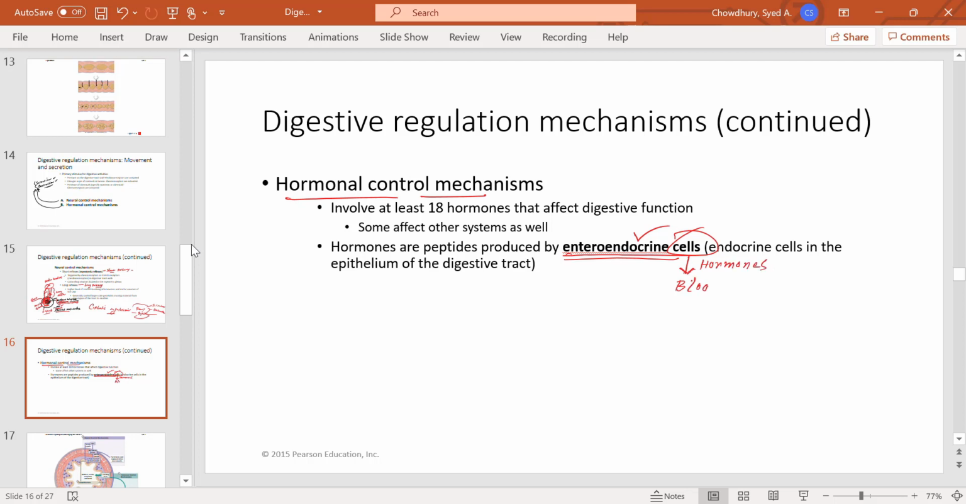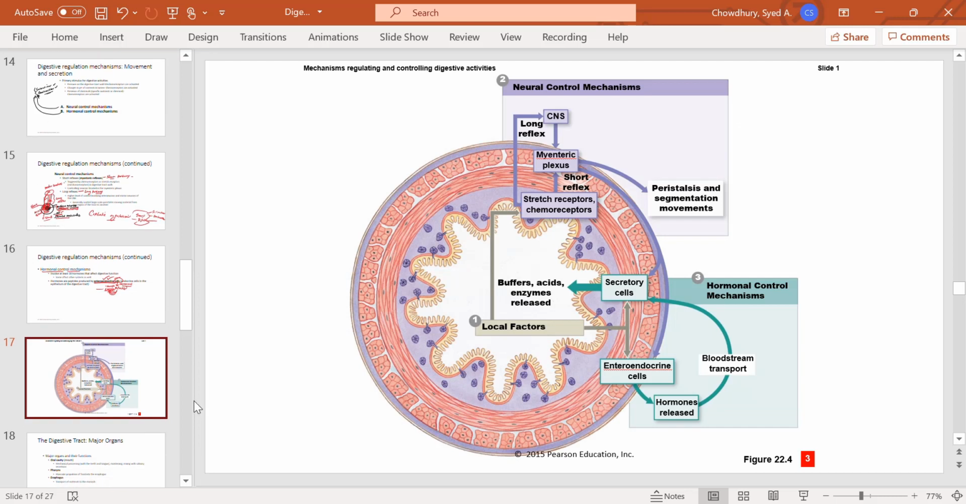Hormones are secreted into the blood, and then the blood will take the hormone to the glands or muscles. Okay, exocrine glands, not the endocrine, exocrine glands, and to the muscles. So you see, endocrine cells in the wall of the stomach will secrete hormones into the blood, in the blood vessels of your GI tract, and then the blood will take the hormone to the exocrine glands to stimulate them and the muscles to cause the contraction and secretion. So that is the hormonal regulation.